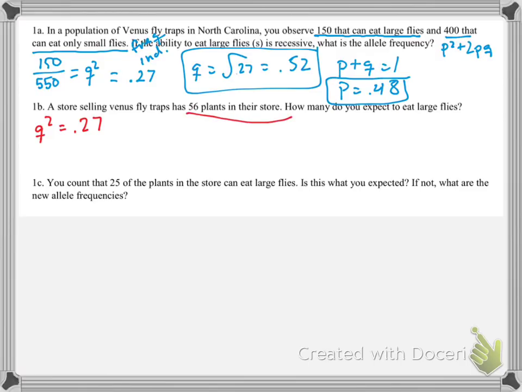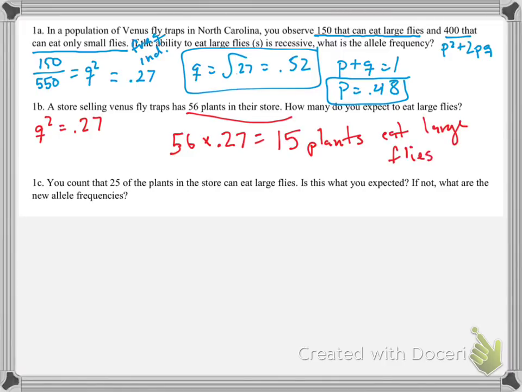What is the number of plants at the store? 56. So what I do is I take the total number of plants in the store, 56, and I multiply it by the frequency in which I would expect to see homozygous recessive plants. I put those together, I get 15 plants. Rounding again, you can't have a part of an individual, so you have to round. So 15 plants eating large flies is what I would expect to see in the store.